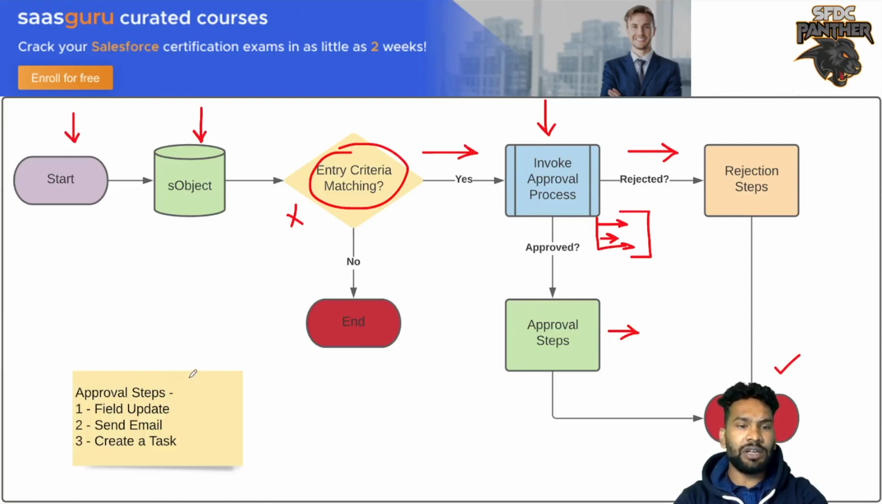And if you see on the left hand side, there are a few approval steps. In every step, we can perform some set of tasks, and those tasks are updating the record for which the approval is working, sending an email to the manager or to the record owner, and then creating a task. These are the three tasks which we can perform from our approval steps. This can also be an interview question. They ask what kind of tasks you can perform using an approval process.